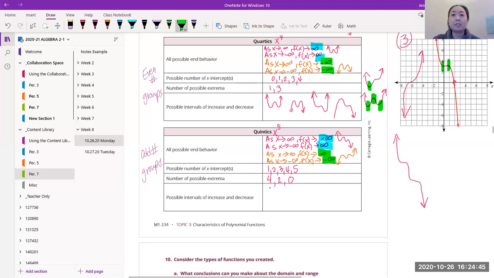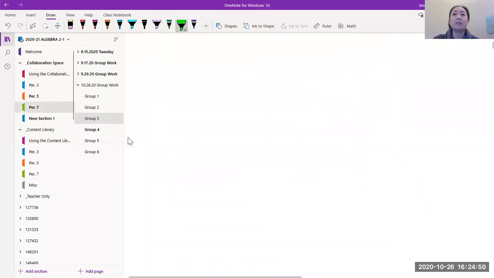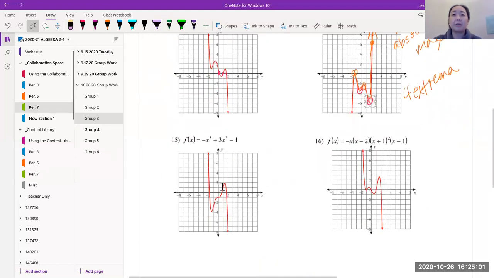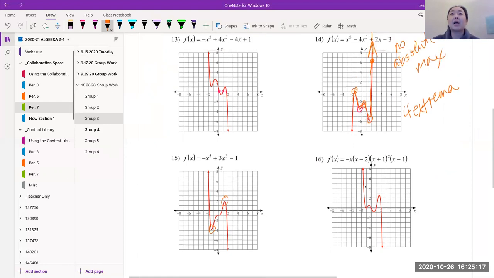And then the number of possible extrema. That's going to be 4, 2, and 0. If you notice right here, here's the extrema: 1, 2, 3, 4. So there's 4 bumps, hills and valleys. And if you look at number 15 right here, let me mark it down, we have 1 down here and 1 up here. So that's 2. We're turning, and then we have that inflection point and we're going down.